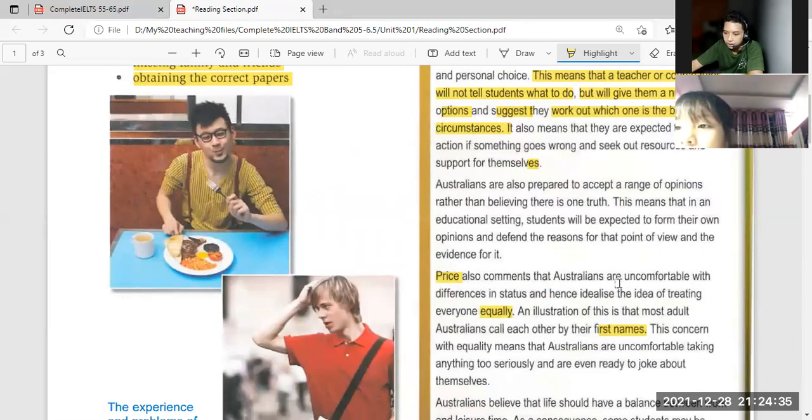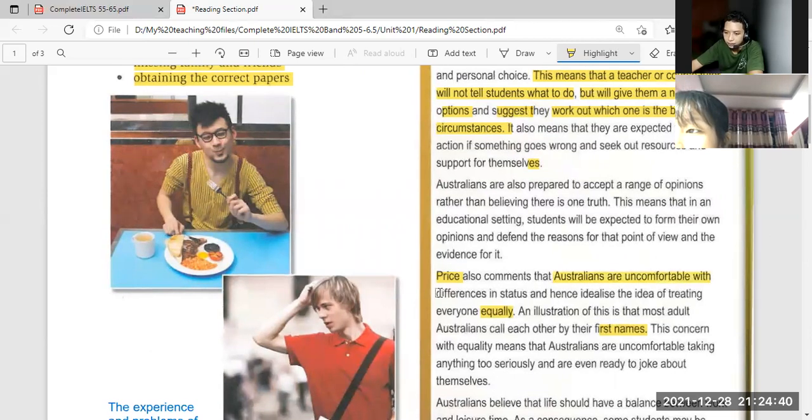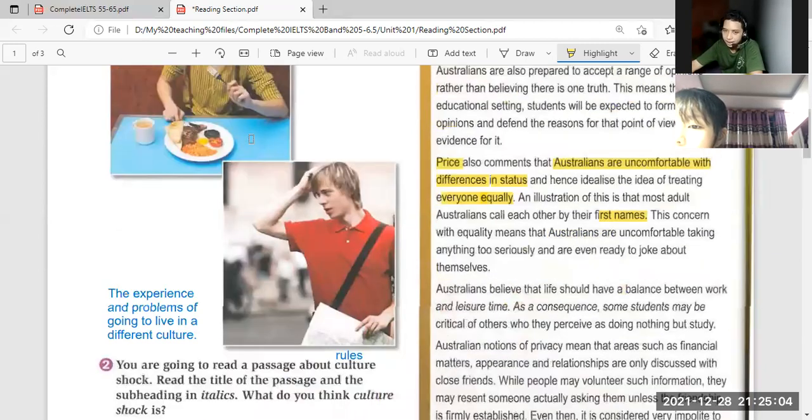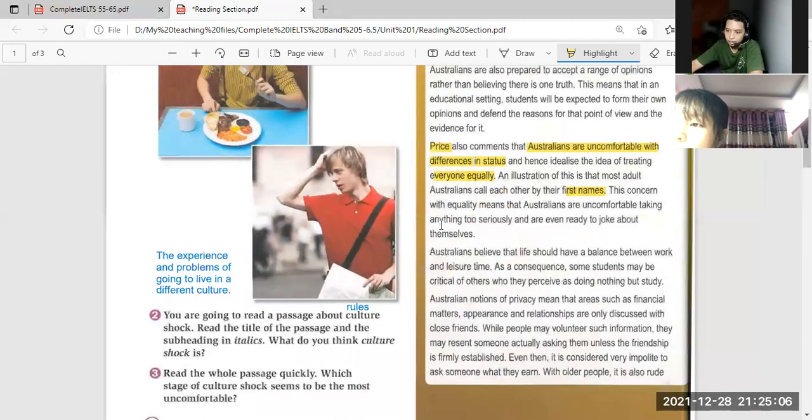Price also comments that Australians are uncomfortable with differences. Do you know the meaning of uncomfortable? Yes. Okay, in status. So they don't like differences in status, okay? And hence, it allows the idea of treating everyone equally. So everyone should be the same or similar, okay? Equally can also mean the same or similar. Do you understand? Yes. That's perfect.